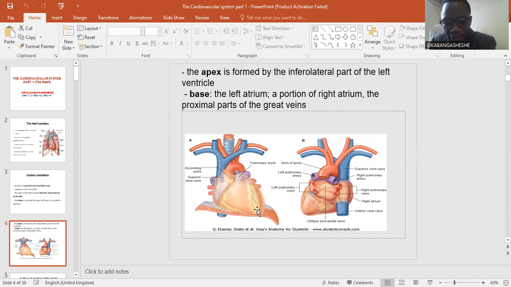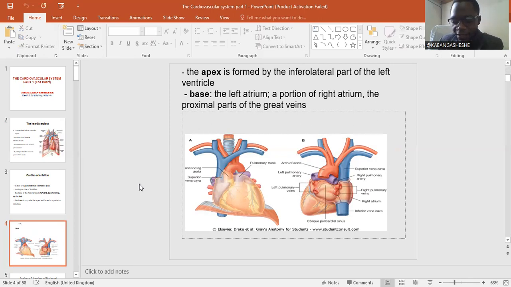So the apex of the heart will point to the left like that. Then this is the base. Clinical wise, the base is here where the great vessels are entering and leaving the heart. Superior vena cava entering, aorta leaving the heart. So clinical, this is the base of the heart. Anatomically, that is the base of the heart, represented by the posterior surface of the left atrium.